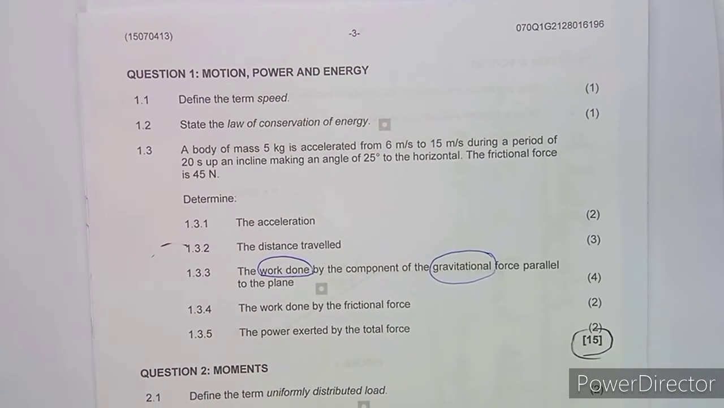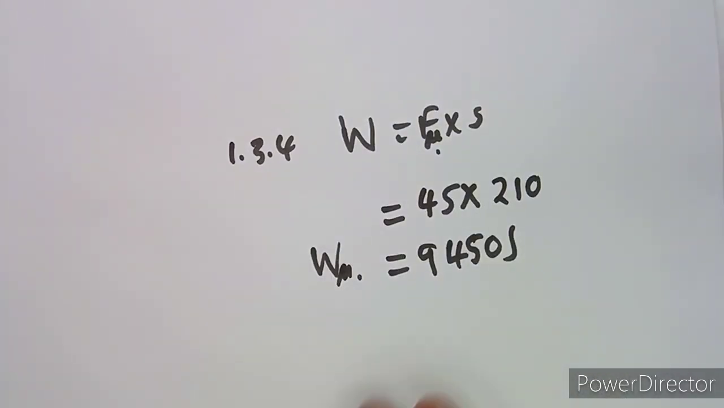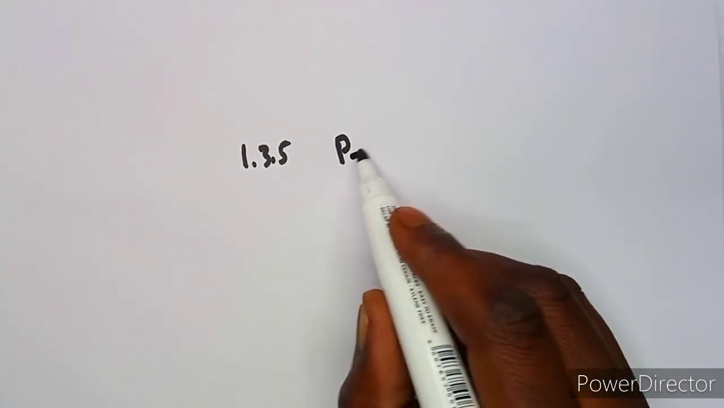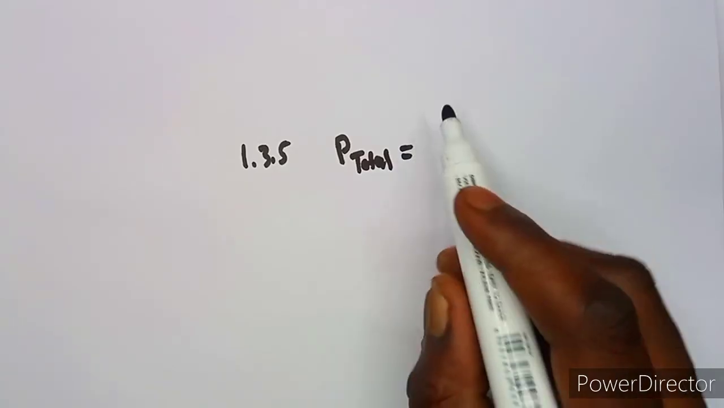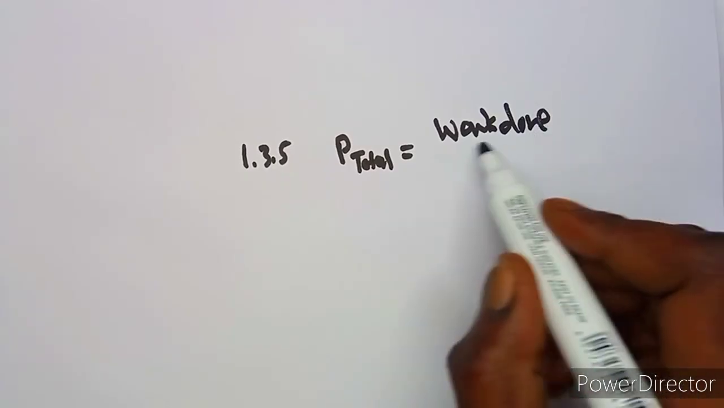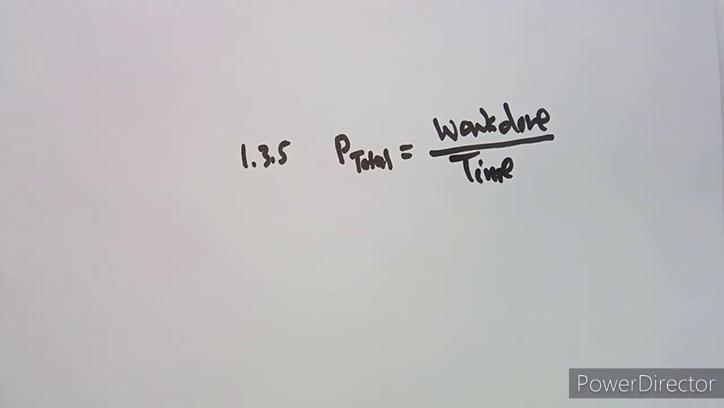And then the last question, 1.35, is the power exerted by the total force. We need power from the total force. What are we going to have as power from the total force? We all know that power is equivalent to work done over time. Yes, we know this. Work done over the total time taken.